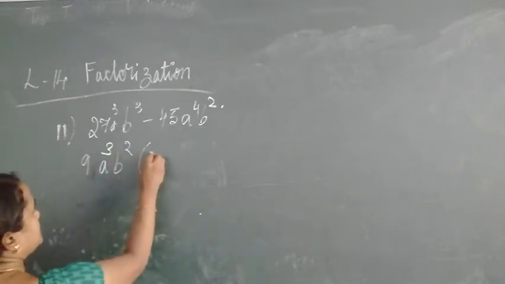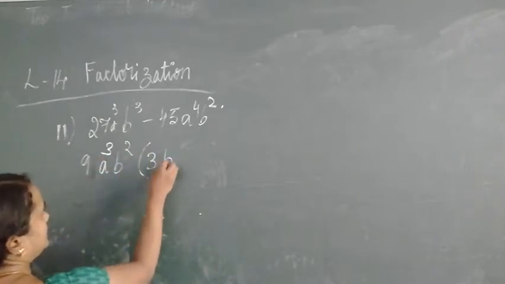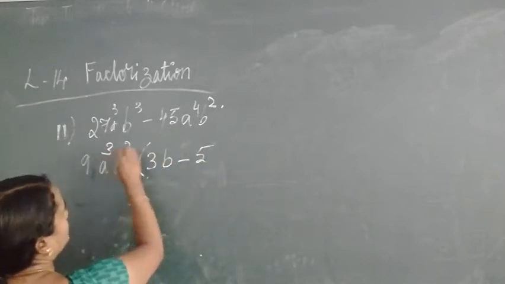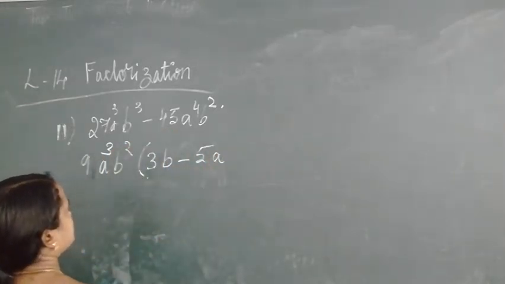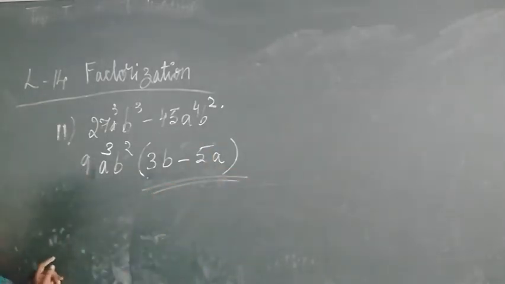Now 9 3s are 27. Here a cube already taken, only b left now. Now 9 5s are 45. a cube we have taken, only a single a left. b square already taken out. So this will be the answer. Okay, write down.